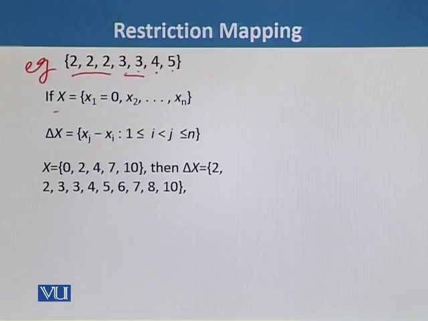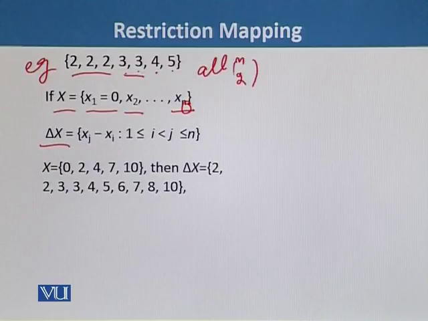So if we assume that x1 is equal to 0, x2 and it will go up to xn, then it is a set of n points on a line segment in increasing order. Then delta x denotes the multiset of all n choose 2 pairwise distances between points in X.